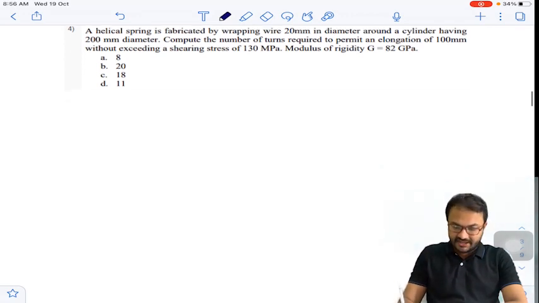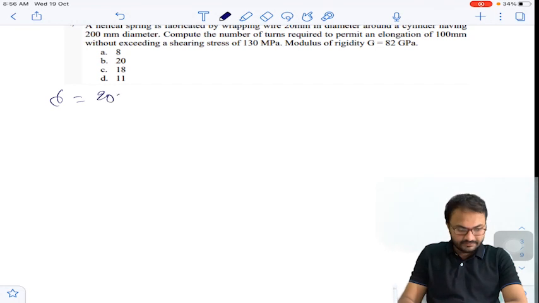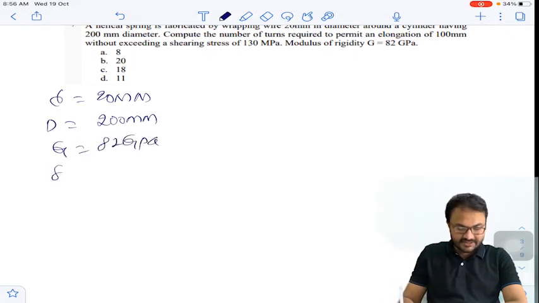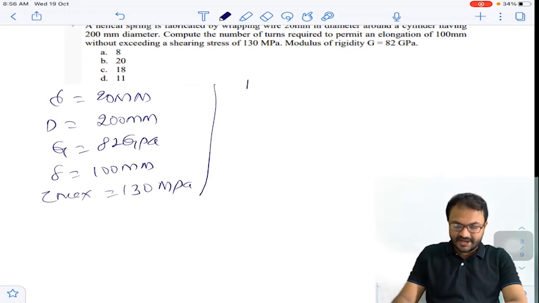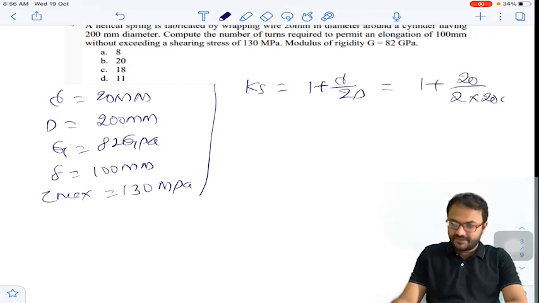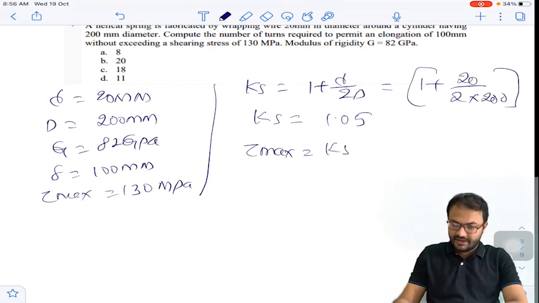So I am writing the given data: small d is equal to 20 mm, capital D is equal to 200 mm, G is equal to 82 GPa, delta is equal to 100 mm, tau max is 130 MPa. So we need to calculate a factor called Ks, which is equal to 1 plus small d by 2 times capital D. That is 1 plus 20 by 2 times 200, so Ks is equal to 1.05. And you will have a formula: tau max is equal to Ks into 8PD divided by pi d cube.